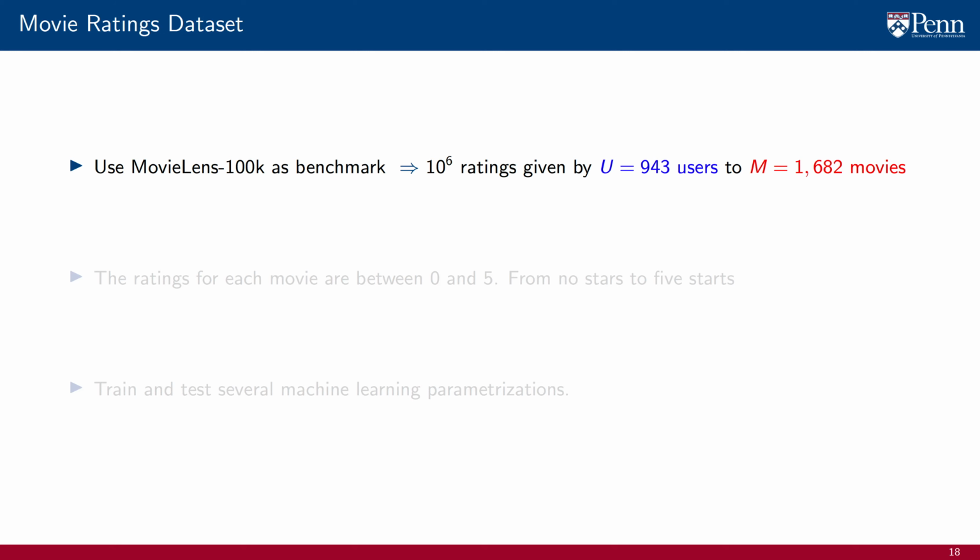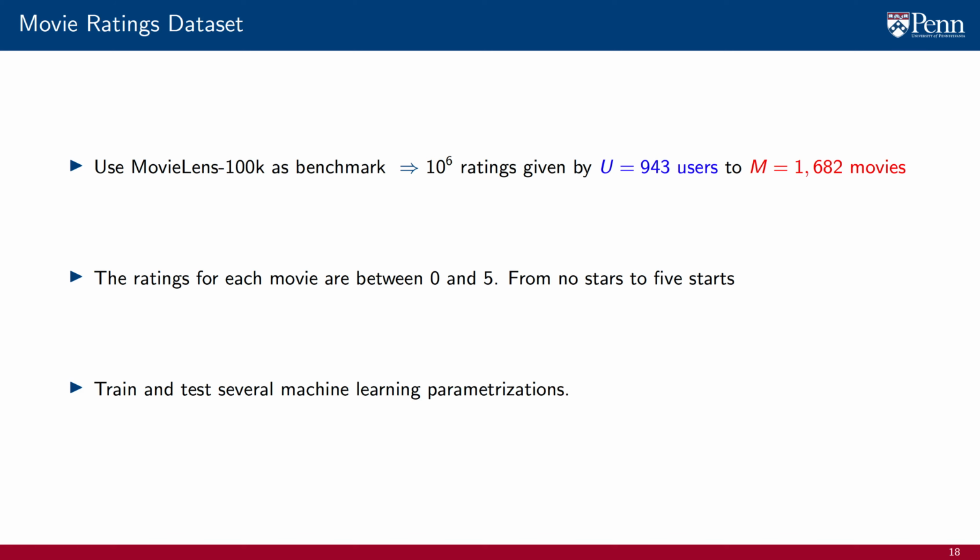This dataset contains 10 to the 6 ratings that 943 users assigned to 1,682 movies. The ratings for each movie are between 0 and 5, from no stars to 5 stars, which your TA Juan Cerviño thinks you should find familiar. We will train and test several parameterizations.